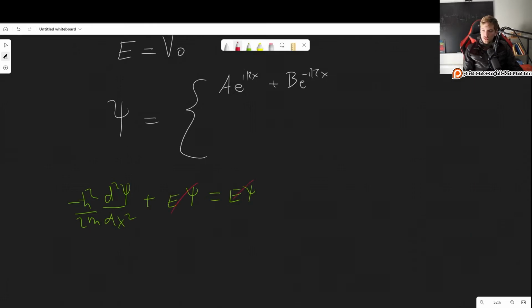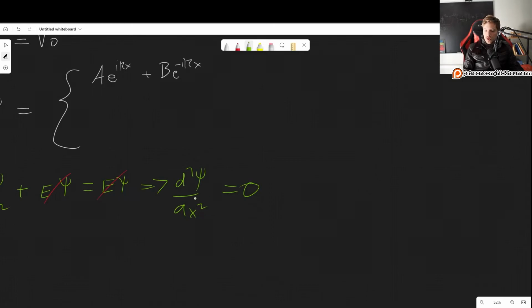but V0 is the same as E. So now these two cancel out, and we are left with d squared psi dx squared is equal to 0, right? Because these constants don't change anything. We can multiply by them and they are gone. And this is now super easy to solve. Integrate twice and we get psi of x is equal to some constant plus some other constant times x. And this is our wave function, as simple as that. So c plus dx. This is, of course, for x between minus a and a.